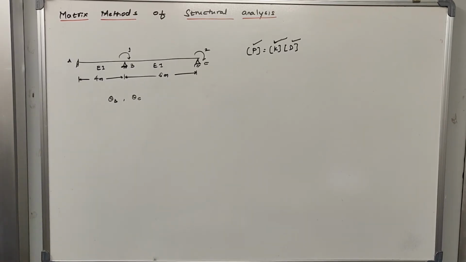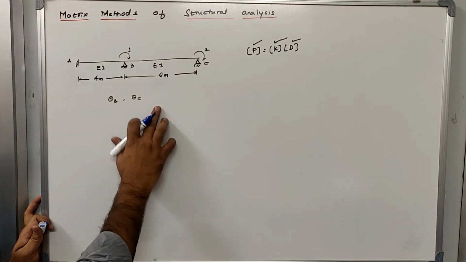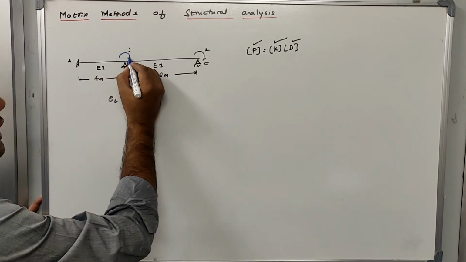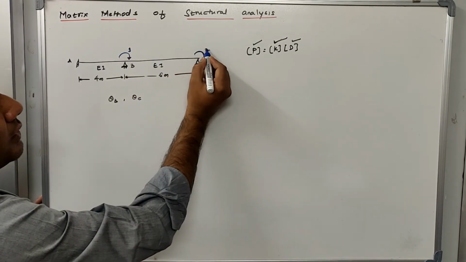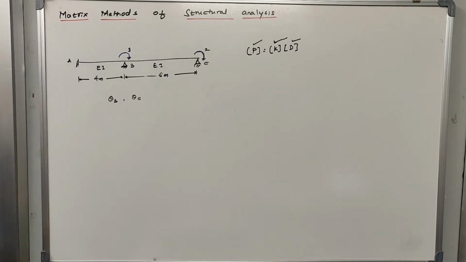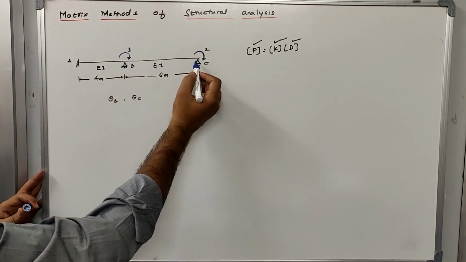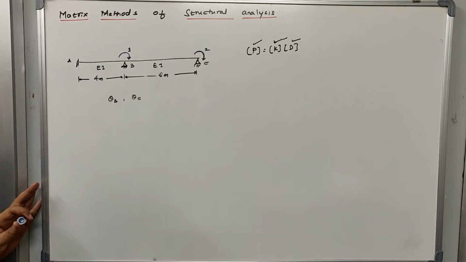Okay, so once we understood this, what we do is that we will assign the coordinates. We have determined that theta B and theta C are the kinematic indeterminacy values at B and C. So what we do is that we'll assign a coordinate here. Let me call this coordinate 1. Now this I'll call coordinate 2. Remember this. First we determine the kinematic indeterminacy of the structure, which are theta B and theta C. At both the points we'll assign a coordinate. So this is the coordinate being applied.